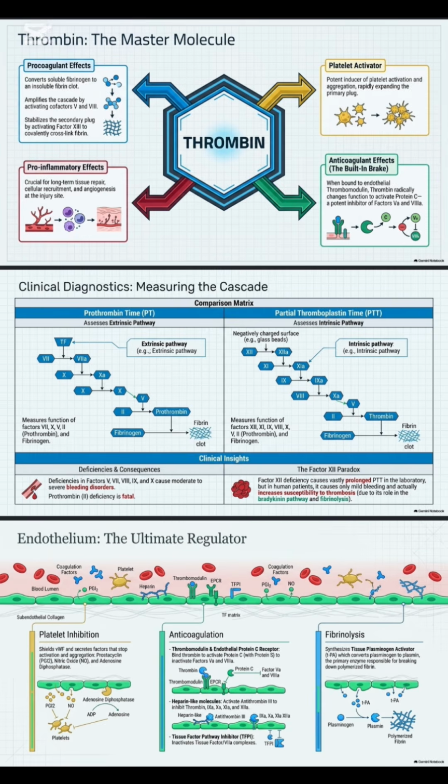Now, your endothelium is the ultimate regulator of blood clots. It does this by inhibiting platelets, and by anticoagulation, through binding thrombin to thrombomodulin, which activates protein C, which will inhibit your clotting factors, and also by producing tissue plasminogen activator, which causes fibrinolysis, breaking down the clot.